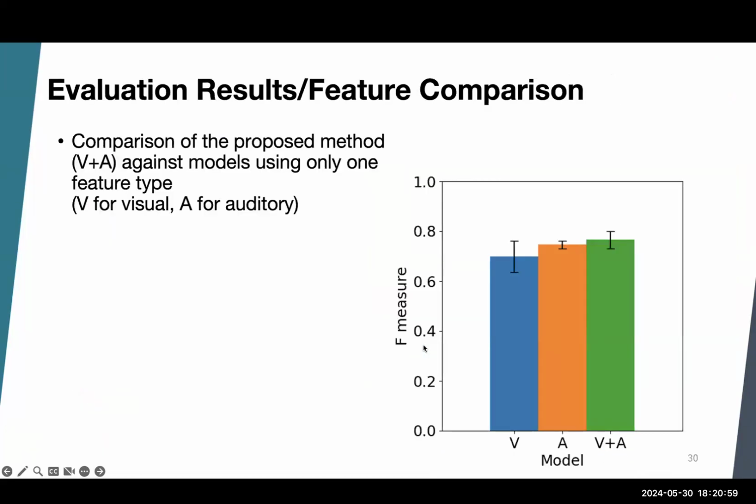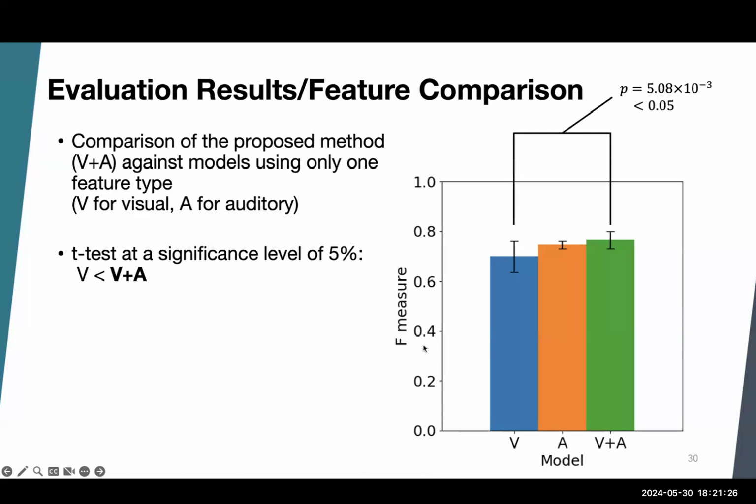To investigate the effectiveness of each feature, we conducted experiments comparing the proposed model using both visual and auditory features, V plus A, with models using only one feature type, V for visual and A for auditory. We calculated the F-score from the predicted segmentation points to compare performance. A t-test at a 5% significance level showed a significant difference between the proposed model and the visual-only model, indicating that auditory features contribute to video segmentation.